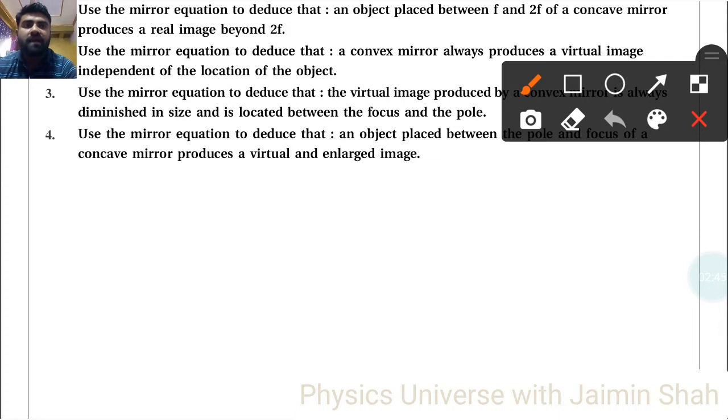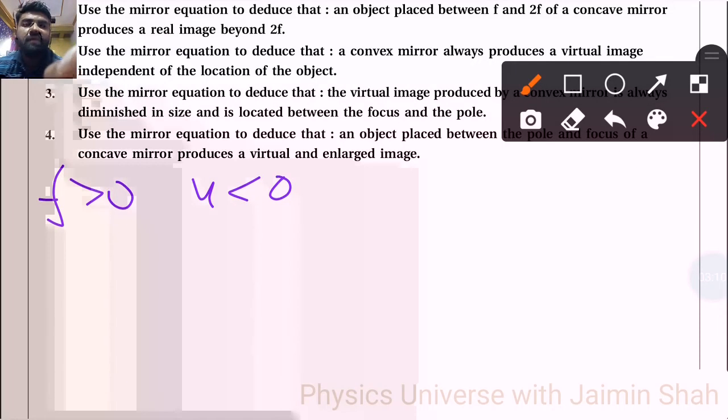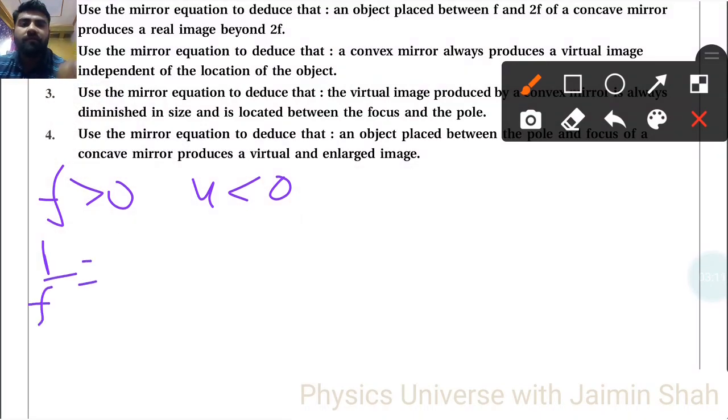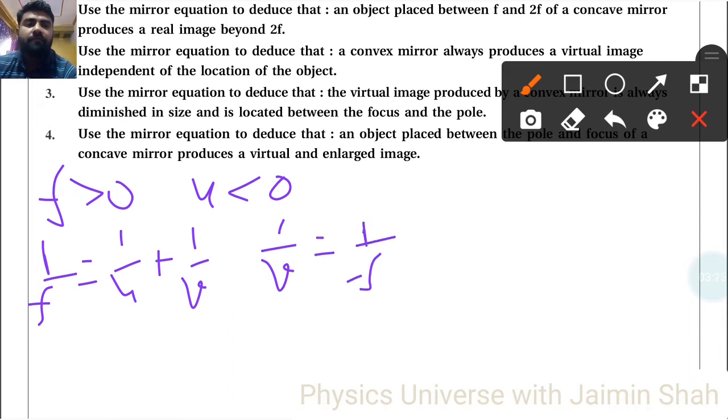Now the second question is: use the mirror equation to deduce that a convex mirror always produces a virtual image independent of the location of the object. So for a convex mirror f is greater than 0, and u will be less than 0. Here it always produces a virtual image independent of the location of the object. We know the mirror formula, 1 upon f is equal to 1 upon u plus 1 upon v. So 1 upon v is equal to 1 upon f minus 1 upon u.